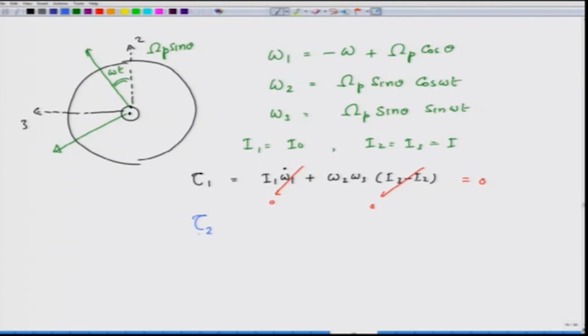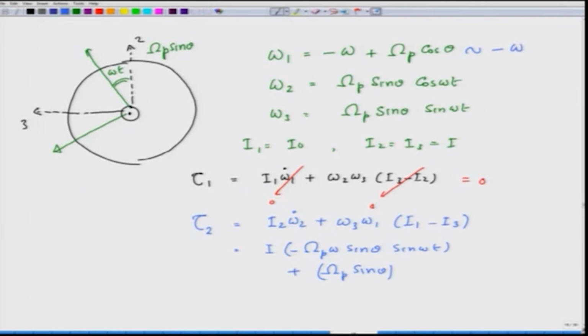Tau 2 is equal to I 2 omega 2 dot plus omega 3 omega 1 times I 1 minus I 3, which is equal to I 2 is I, omega 2 dot is going to be minus omega p omega sine of theta sine of omega t, plus omega 3, which is omega p sine theta, times omega 1, and since omega p is very small, as we saw in experiment, I am going to take this as minus omega, times minus omega times I 1 minus I 3. I 1 is I 0 minus I.